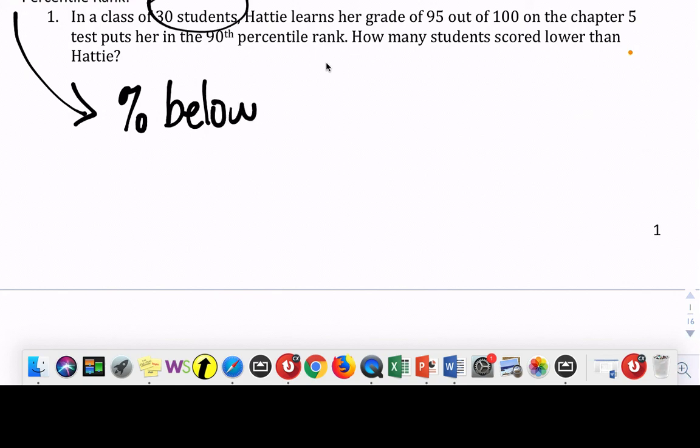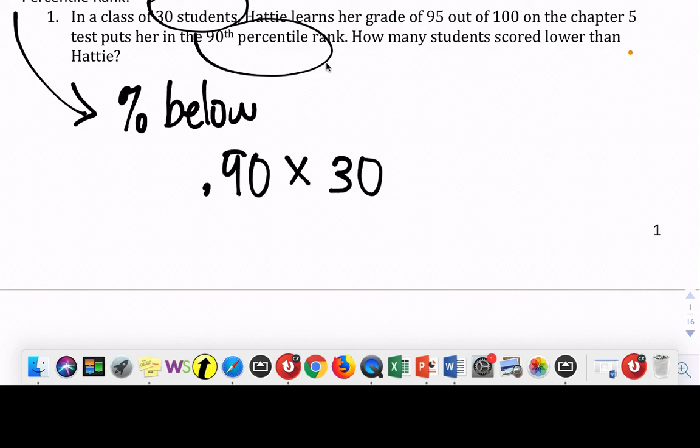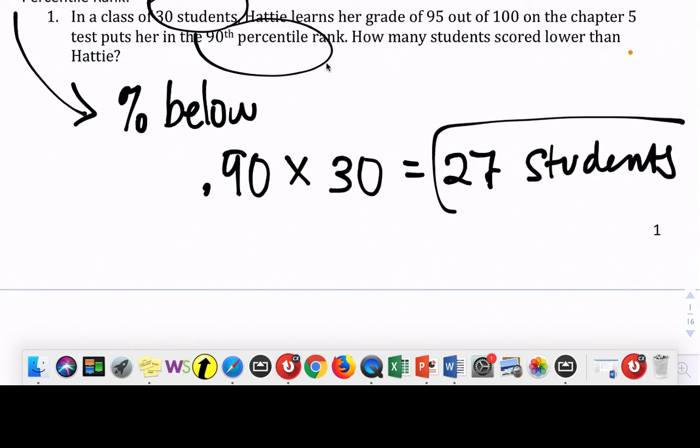We know there's 30 students and she's in the 90th percentile, so we want to figure out what is 90% of 30. Of in math means multiply. 90% as a decimal is 0.9, and when we do that, we get 27. So there's 27 students that did worse than Hattie, so she's in the top 3 students. So percentile rank, what percent is below you? We change it to a decimal and multiply by the total.